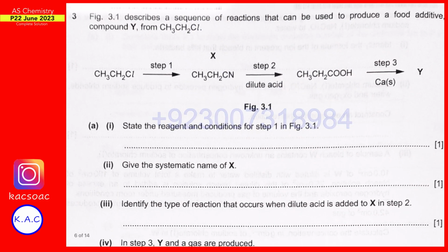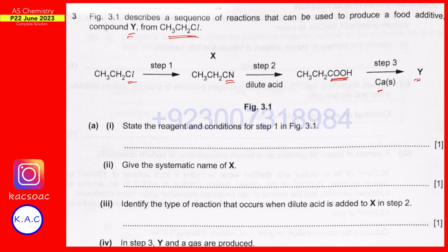Question number 3, this is regarding organic chemistry. Figure 3.1 describes the sequence of reactions that can be used to produce food additive compound Y from the haloethane, chloroethane. Step 1, step 2, step 3. In step 1, the Cl is being replaced by a CN group. In step 2, the CN group has been changed into carboxylic acid. And finally, we are adding calcium, a strong, more reactive metal, more reactive than hydrogen, and here is the Y.